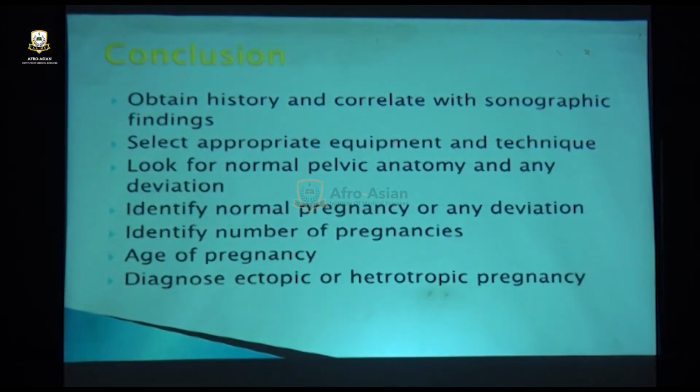Conclusion: obtain history and correlate with sonographic findings. Do take the history, the patient's condition. Select appropriate equipment and technique. Your technique should be correct, don't view everything the wrong way. Look for normal pelvic anatomy and any deviation. Is there only one uterus, or is it divided into 2-3 parts, are there any congenital changes, any abnormal structure in it. Identify the number of pregnancies, then go for the age of pregnancy and diagnose ectopic or heterotopic pregnancy.